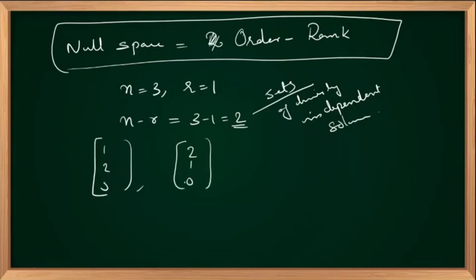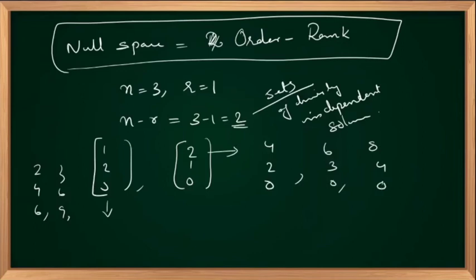What does that mean? I know this is one set, which means all the scaled values of this set are also solutions, which means 1, 2, 3 is a solution, 2, 4, 6 is a solution, 3, 6, 9 is a solution, and like that it goes on. Similarly, this is another set of solutions, which means 4, 2, 0 is a solution, 6, 3, 0 is a solution, 8, 4, 0 is a solution.